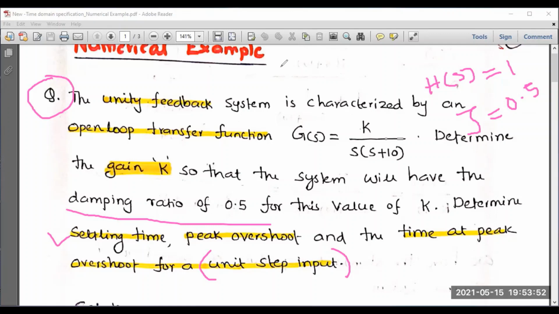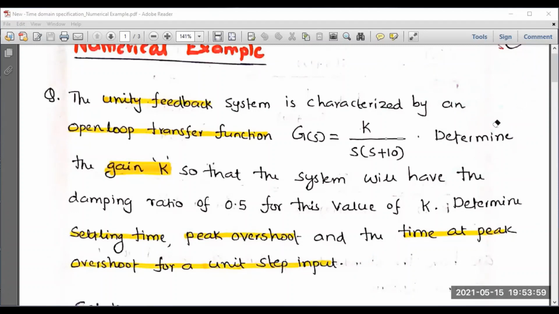So let us proceed. First, you have to calculate the transfer function, that is the ratio of the Laplace transform of the output to the input, where all the initial conditions are 0. They have provided the open loop transfer function, but I require the closed loop transfer function, C(s) by R(s), first.